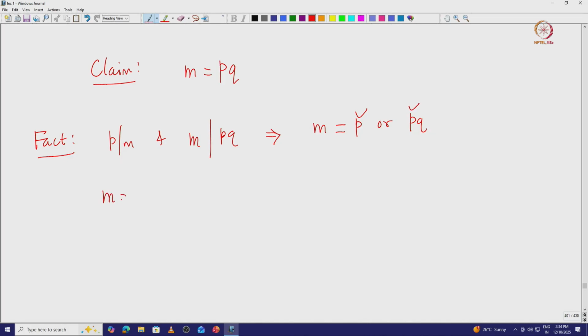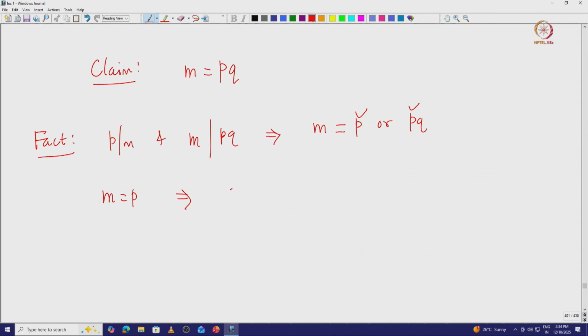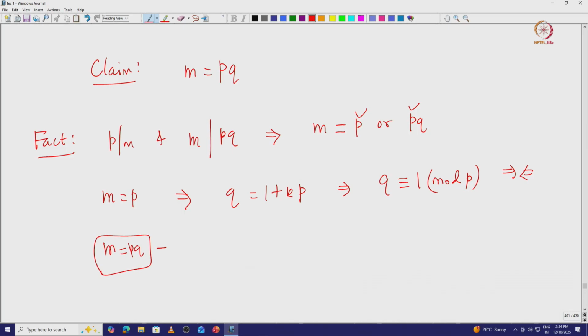So, let us say m is p. Then using this equation you can see that q is exactly 1 plus kp. That would imply that q is congruent to 1 modulo p, which is a contradiction. So, this tells us that we can only have m equal to pq. That is exactly the number of degree 1 representations of G. So, that means G must be abelian.